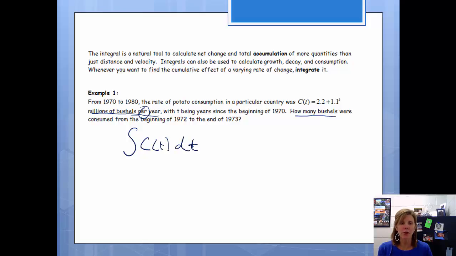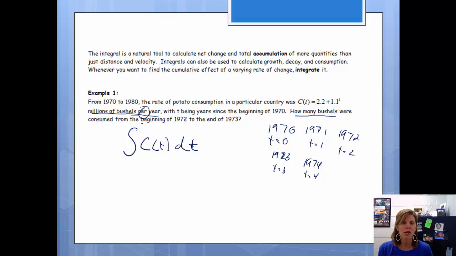What we need to figure out, though, is from where to where. I forgot to put this: t is years since the beginning of 1970. So the beginning of 1970 is t equals 0. The beginning of 1971 will be t equals 1. The beginning of 1972 will be t equals 2. The beginning of 1973 will be t equals 3. The beginning of 1974 will be t equals 4.